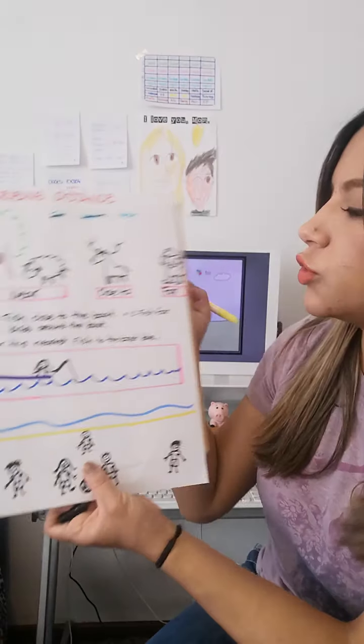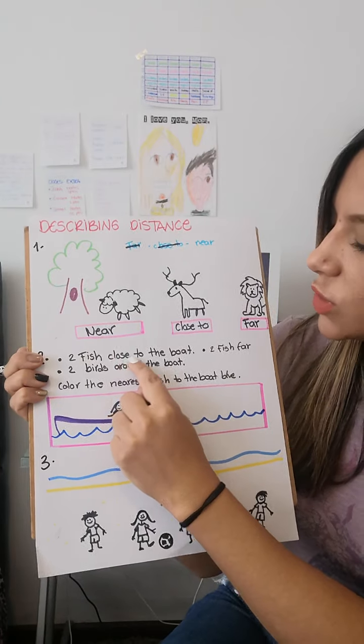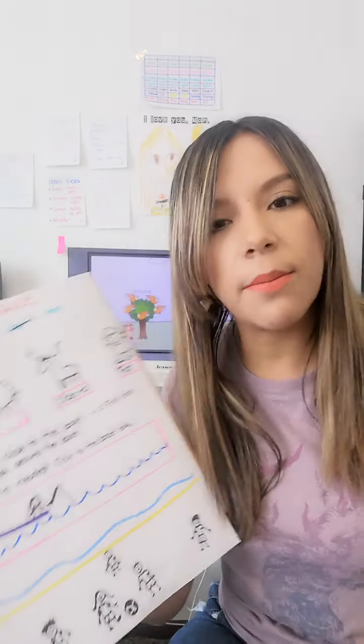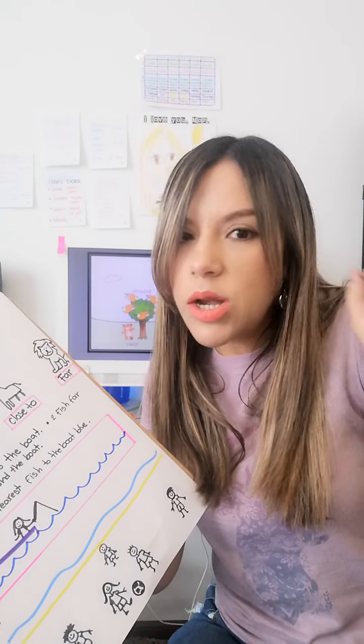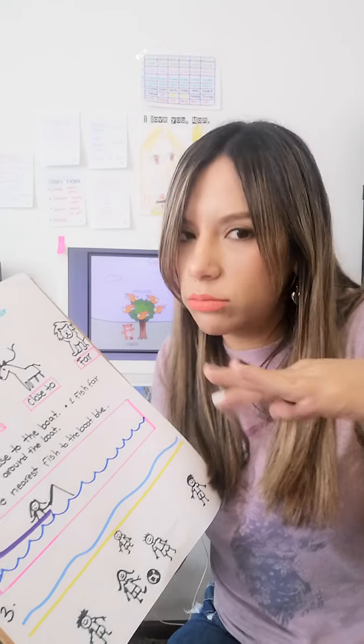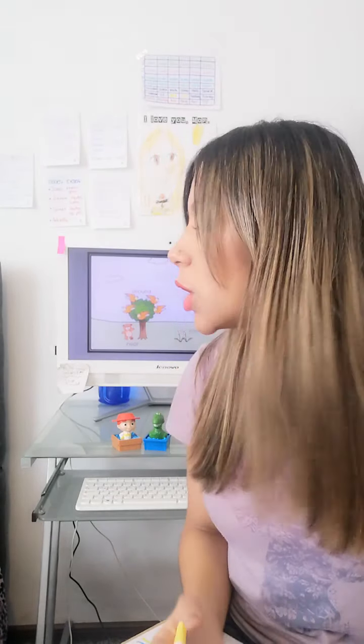It says draw. In this case, we have to draw 2 fish close to the boat. Okay, remember that close to is like this. No tan cerca, pero relativamente. Entonces vamos a dibujar. ¿Qué vamos a dibujar? 2 fish close to the boat.